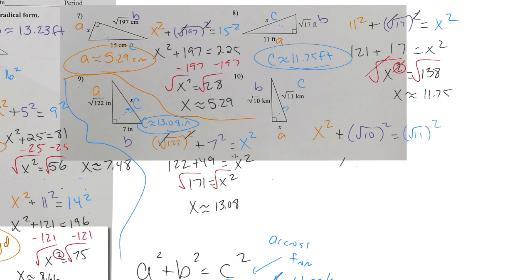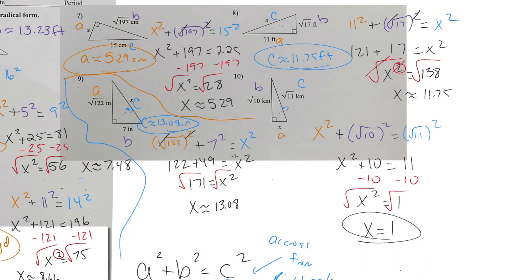Square root of 11 squared. Now I'm going to evaluate. X squared plus 10 equals 11. I'm going to minus 10 from both sides. Remember, we're getting x by itself. So I have x squared equals 1. Now I square root both sides, because that's what makes the little 2 go away. So x equals 1. This one is not a round. It's exactly 1. So now I look over here, and I find out that A is, not approximately, is equal to 1 kilometer. That's it. That's it for this page.